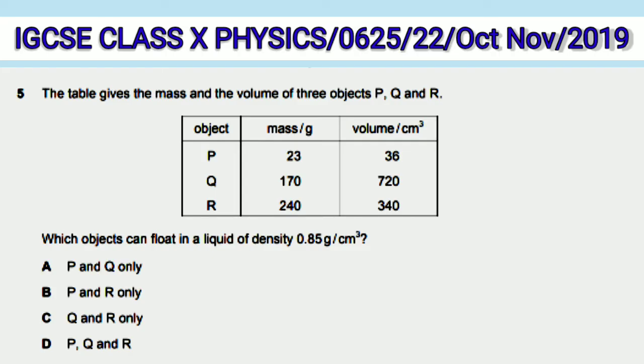Question 5. The table gives the mass and volume of three objects P, Q and R. Which object can float in a liquid of density 0.85 gram per centimeter cube? For an object to float, it must have density less than 0.85 gram per centimeter cube. Let us calculate the density of all three objects, that is P, Q and R. Density is equal to mass upon volume.